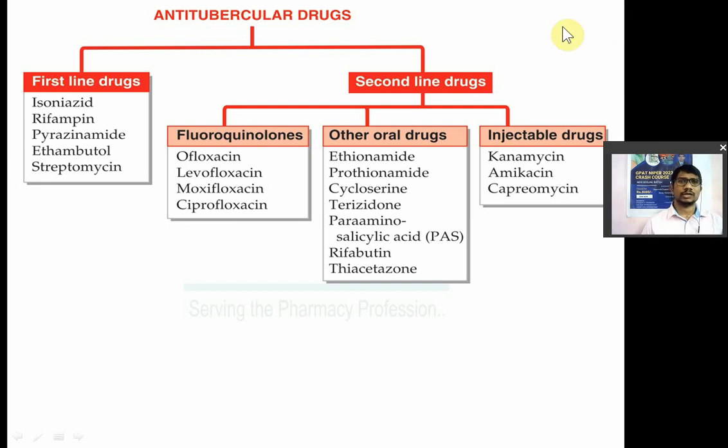And the drugs used in tuberculosis are classified into two types. The first one is the first line drugs. So what do first line drugs mean? They are highly efficacious, highly effective drugs and have low adverse effects. So first line drugs have more effectiveness and fewer adverse effects. So what are these first line drugs? They are isoniazid, rifampicin, pyrazinamide, ethambutol and streptomycin.